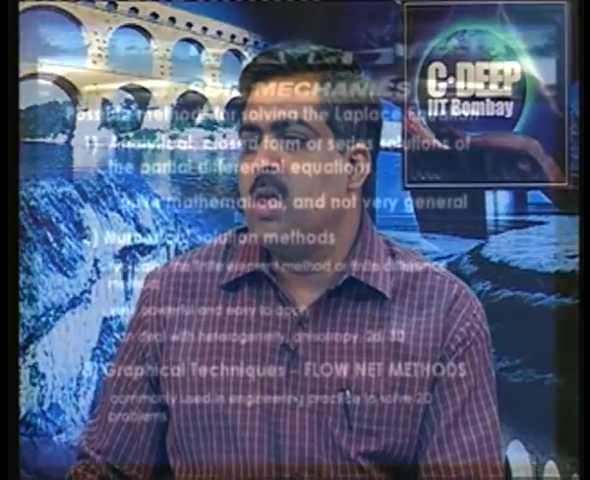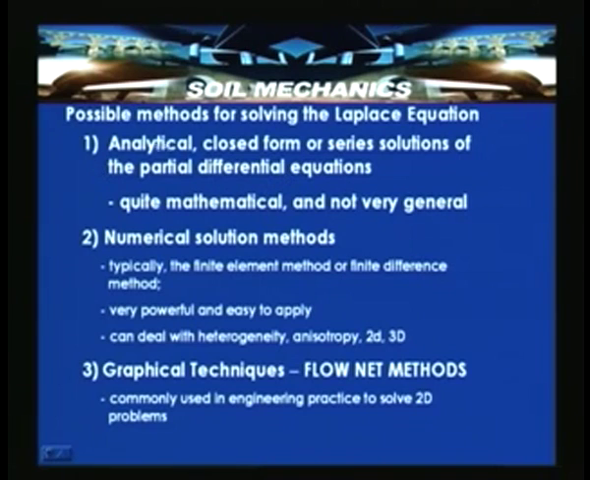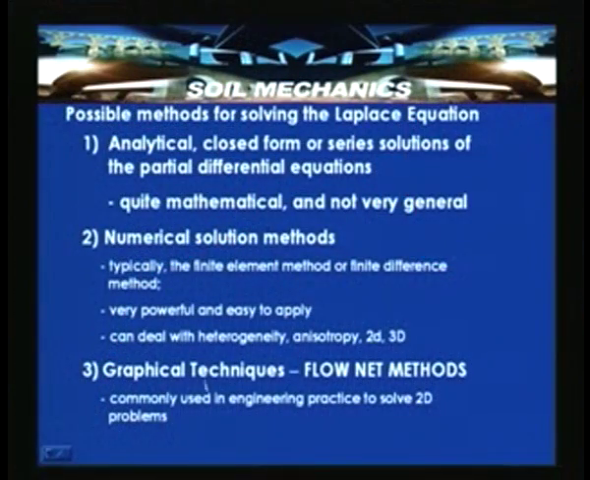The possible methods for solving the Laplace equation are given here in this slide. We are reviewing what we discussed in the previous lecture. First, analytical closed form or series solutions of the partial differential equations, which are quite mathematical and not very general. Another method is the numerical solution methods, typically the finite element method or finite difference method, which are very powerful and easy to apply, and can deal with heterogeneity, anisotropy conditions, and 2D and 3D conditions. The third method, which we are going to discuss today, is the graphical technique, that is the flow net method, commonly used in engineering practice to solve two-dimensional problems.